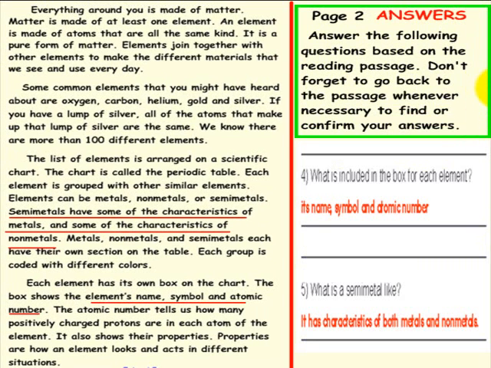Okay, here's what we have as the answer. Question 4. What is included in the box for each element? Its name, symbol, and atomic number, as illustrated in the last paragraph. Question 5. What is a semi-metal like? It has the characteristics of both metals and nonmetals, as illustrated in this paragraph.